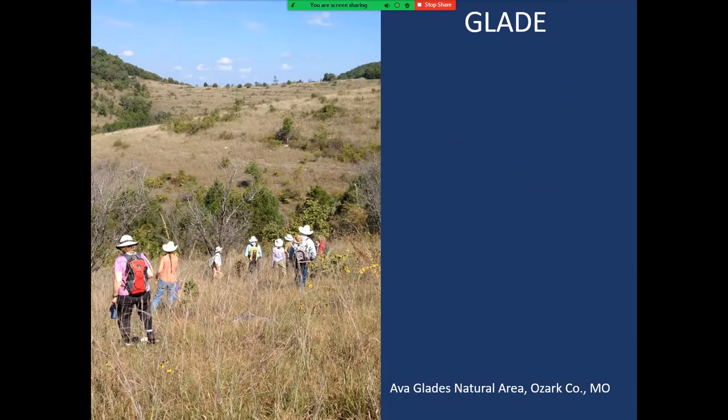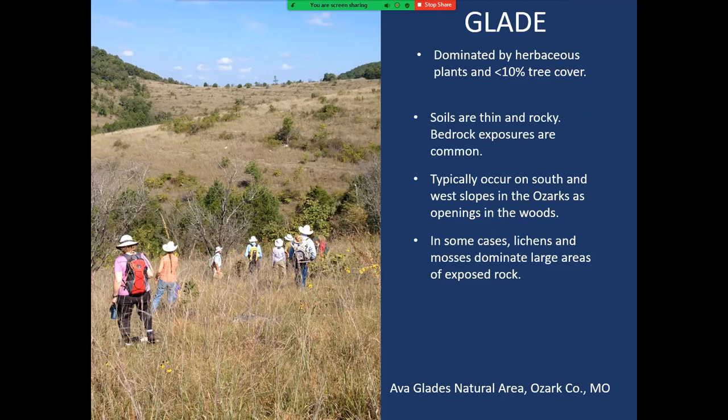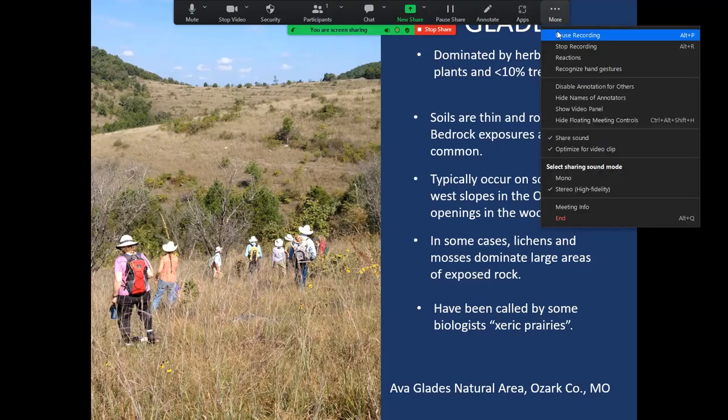In the Ozarks, we have glades, which typically occur adjacent to woodlands. These are dominated by herbaceous plants and less than 10% tree cover. Soils are thin and rocky, and bedrock exposures are common. They typically occur on south and west slopes in the Ozarks as openings in the woods. In some cases, lichens and mosses dominate large areas of exposed rock. Some biologists consider these xeric prairies.